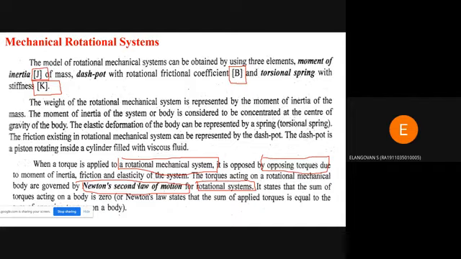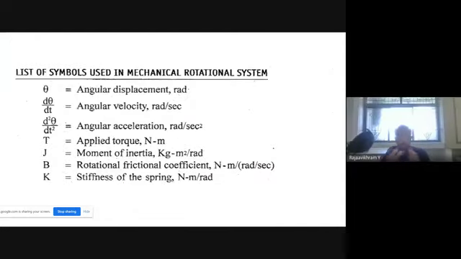I hope you remember the slide for the mechanical translational system. Here, for the mechanical rotational system, you have to consider the angular displacement theta. If you take the first derivative, that is called angular velocity, and the second derivative is called angular acceleration.